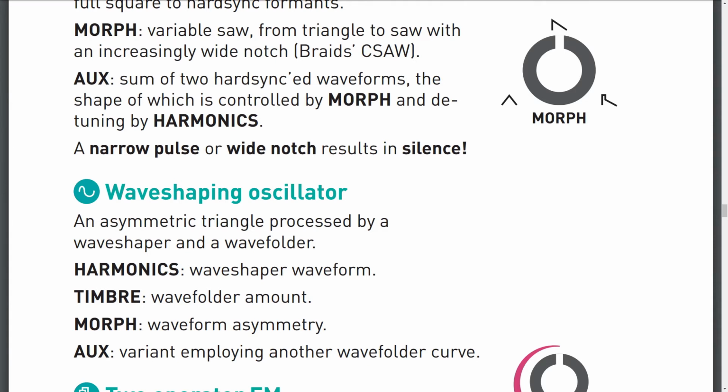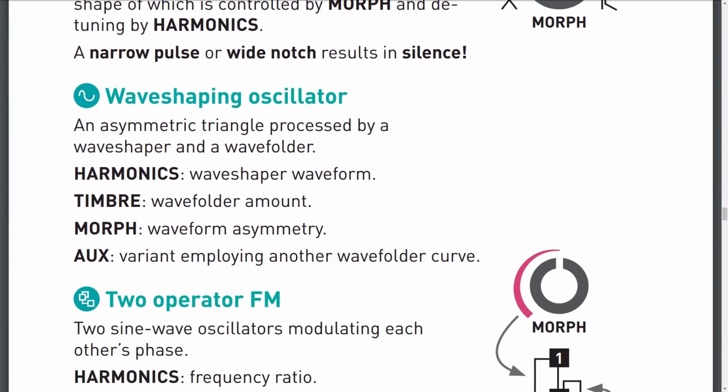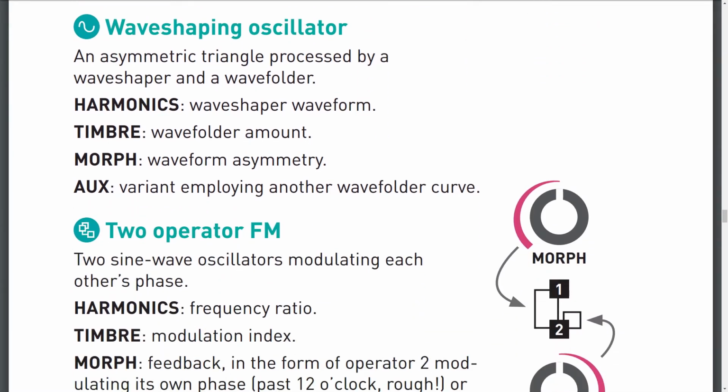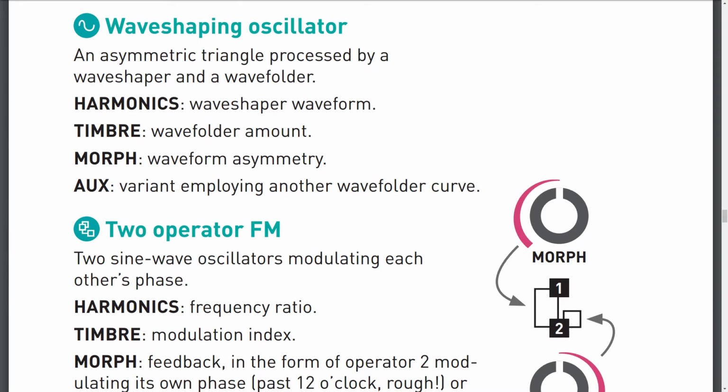Braids, seesaw. Aux, sum of two hard-synced waveforms, the shape of which is controlled by morph and the detuning by harmonics. A narrow pulse or wide notch results in silence. Waveshaping Oscillator, an asymmetric triangle processed by a waveshaper and a wavefolder. Harmonics, waveshaper waveform. Timbre, wavefolder amount. Morph, waveform asymmetry. Aux, variant employing another wavefolder curve.